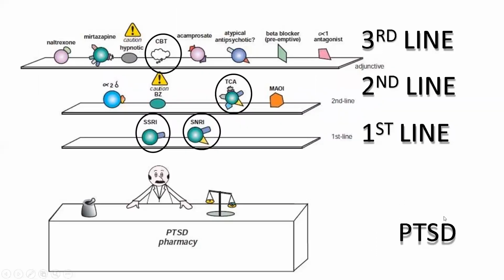And for post-traumatic stress disorder, SSRIs and SNRIs are both used, and they usually avoid benzodiazepines here. They are not required because it is more of a stress condition than an anxious one. Tricyclic antidepressants are used as second line, with caution about benzodiazepines. And CBT again, as a third line adjunctive therapy, is quite commonly used.